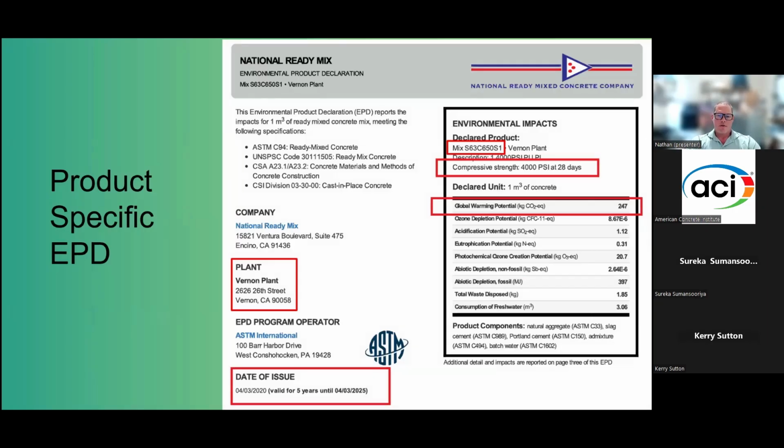This is an example from one in the greater Los Angeles area. What you'll find is that it's an EPD for a specific mix design at a specific compressive strength from a specific plant. It's got its date of issue, which is valid for 5 years, and this one's actually expired. And it tells us what our global warming potential is in units of kilograms CO2 per cubic meter, in this case, 247.